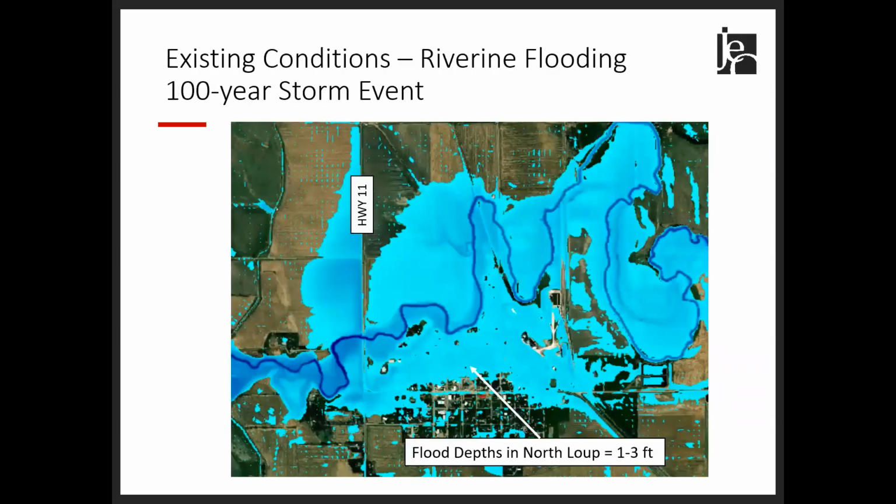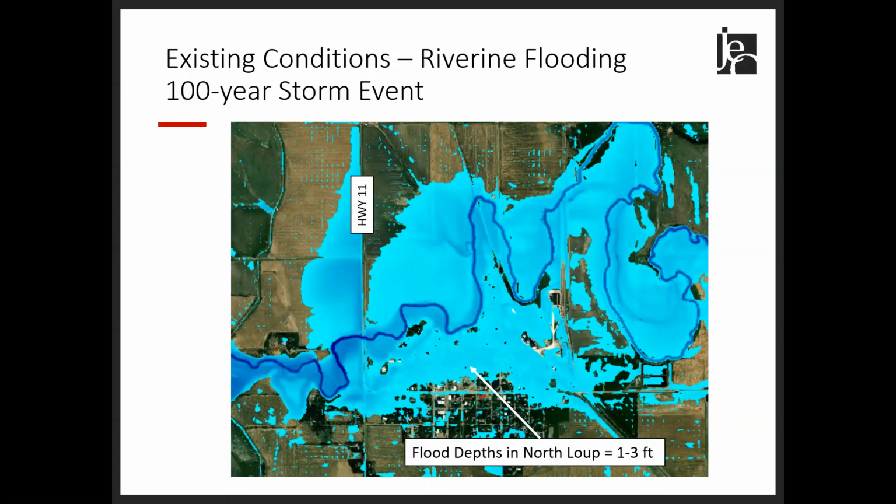Here is a graphic showing the existing conditions for the 100-year storm event. This is where we're transitioning to talk more about the riverine flooding and the flood reduction alternatives associated with the watershed-wide flooding. So with that, I will transition to Nick to pick it up and talk through some of the next slides.